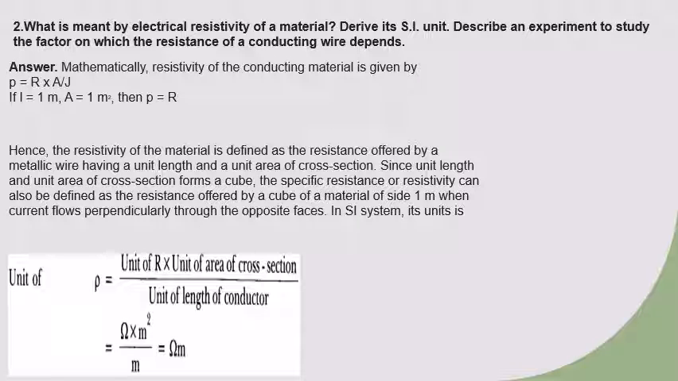Coming to the next question: what is meant by the electrical resistivity of the material? Resistivity depends upon the nature of the material. So mathematically, the resistivity of the conducting material is given by rho equals R, resistance, into A upon L. So we have to write L over here. This is the resistivity.